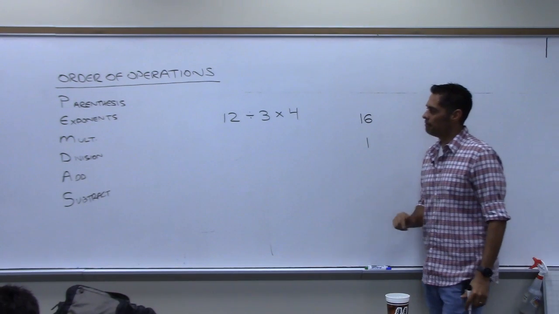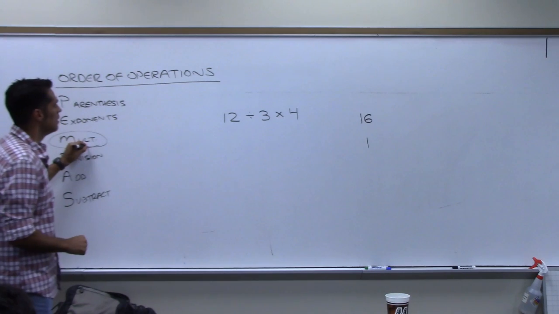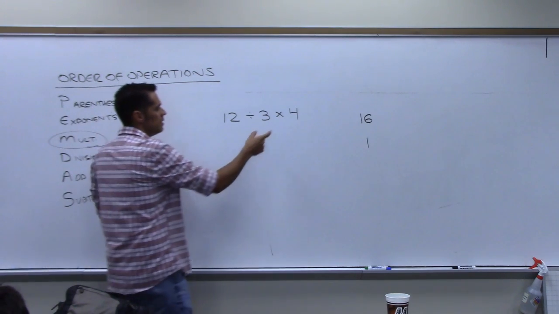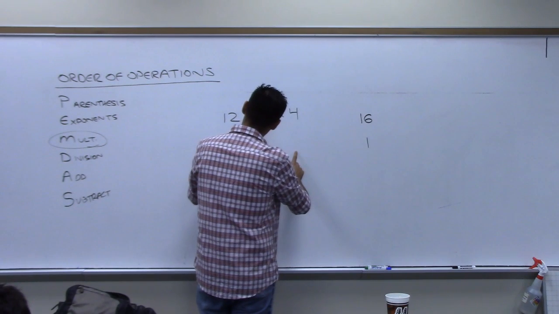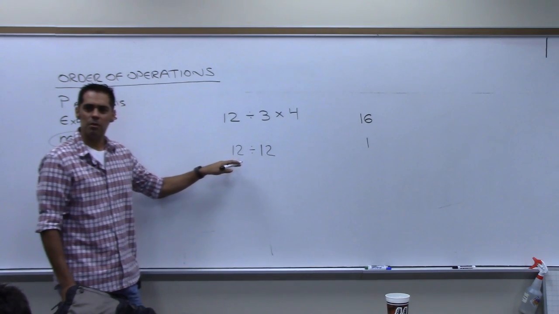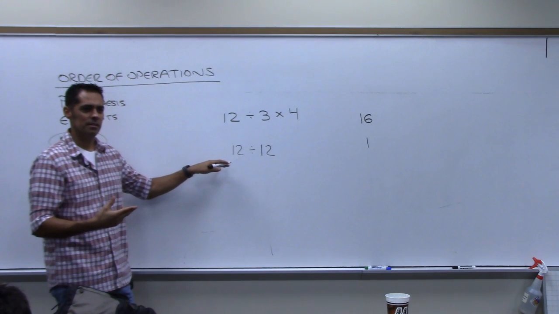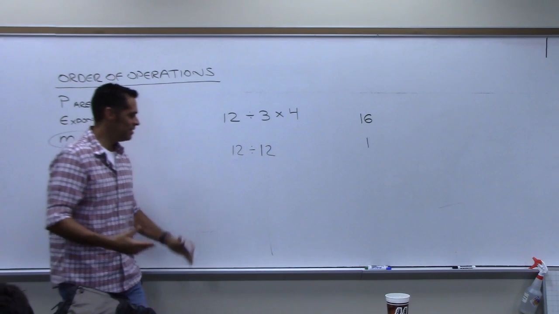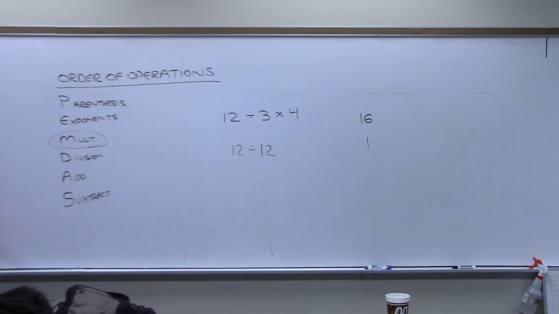How did you get it? Multiply first, right? Which would mean 12. So this would be 12 divided by 12, right? And 12 divided by 12 would be 1. That's incorrect. What? So that should upset you, because it upset me.